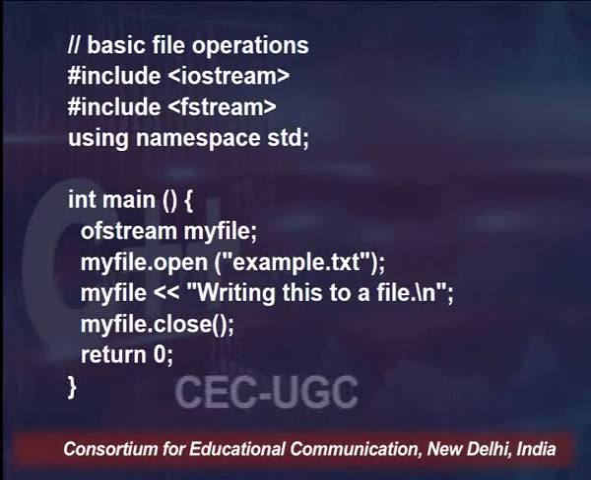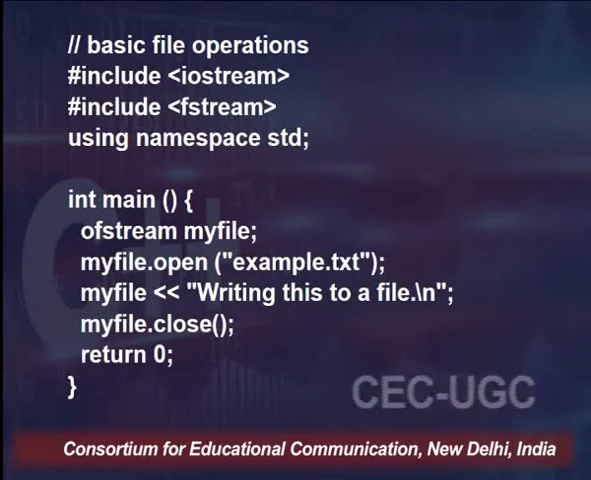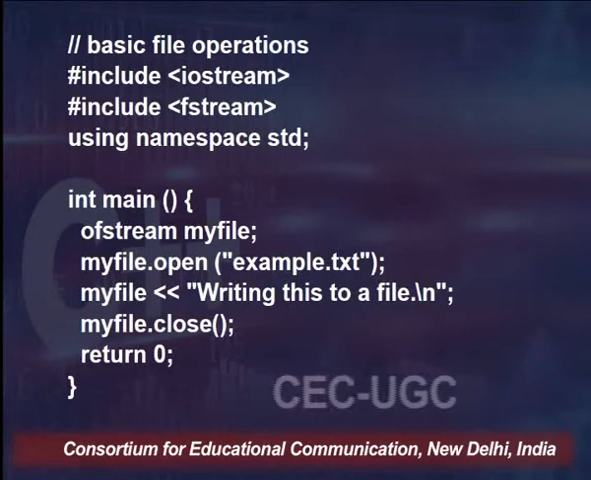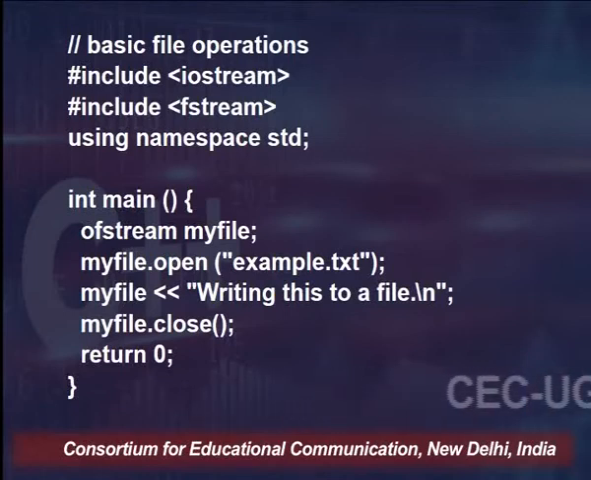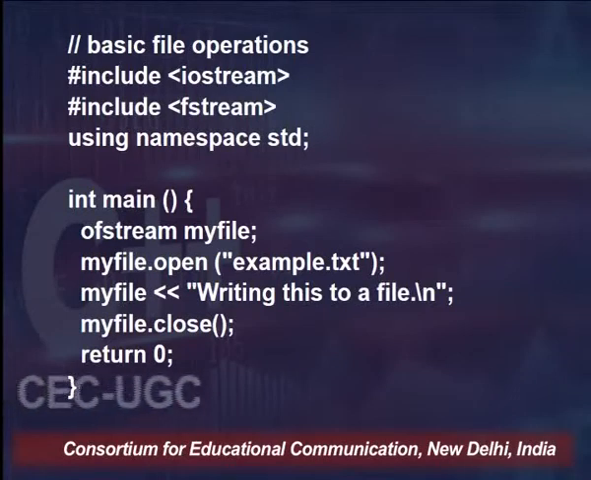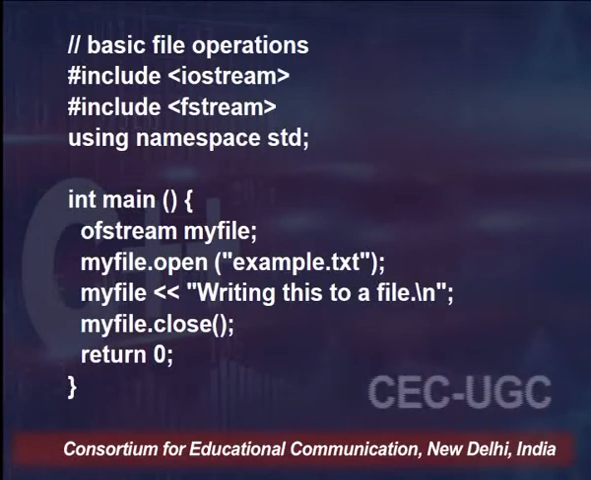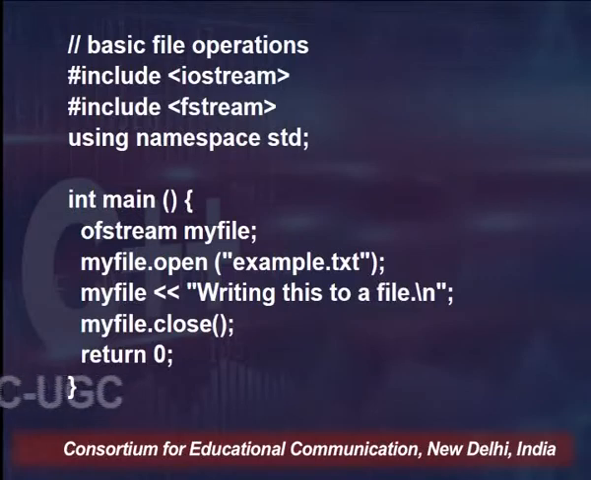So basically, open is a method which is being accessed with the help of the object myFile of a stream class, and the file which we want to open is example.txt. Now what will happen? There can be two scenarios. One is you do not have example.txt, then in that situation example.txt will be created.